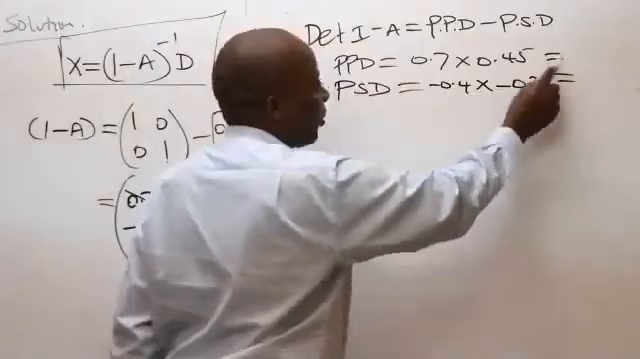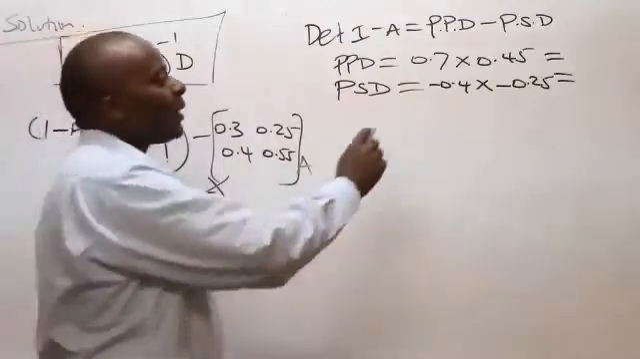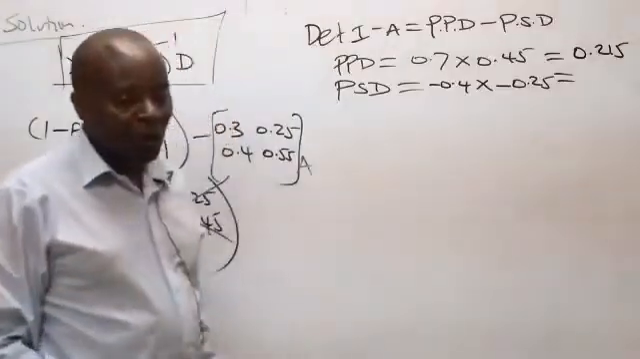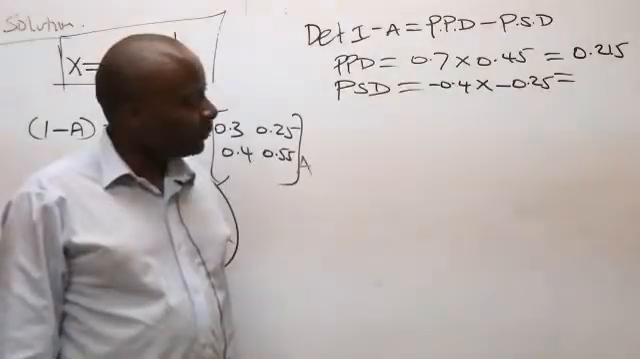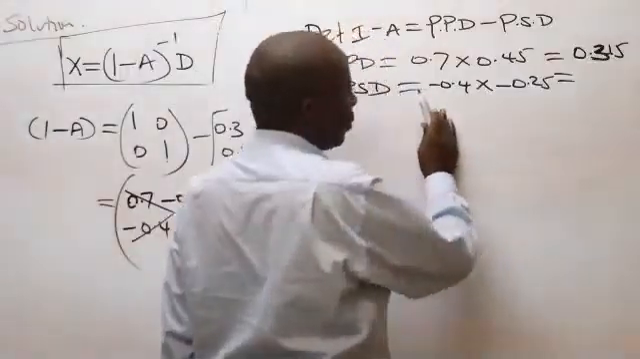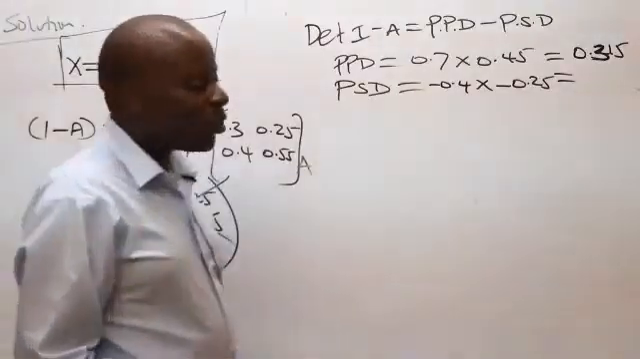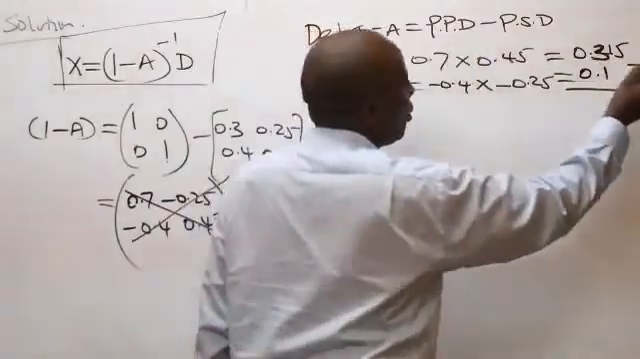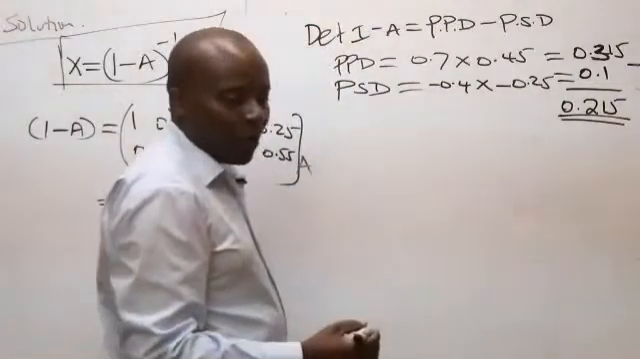Could you kindly give me the product of the primary diagonal? Somebody is telling me 0.215, somebody is telling 0.315. Thank you very much. How about the product of the secondary diagonal? According to Fatma, it is 0.1. So you're supposed to subtract the two. When you subtract the two, you are getting 0.215.